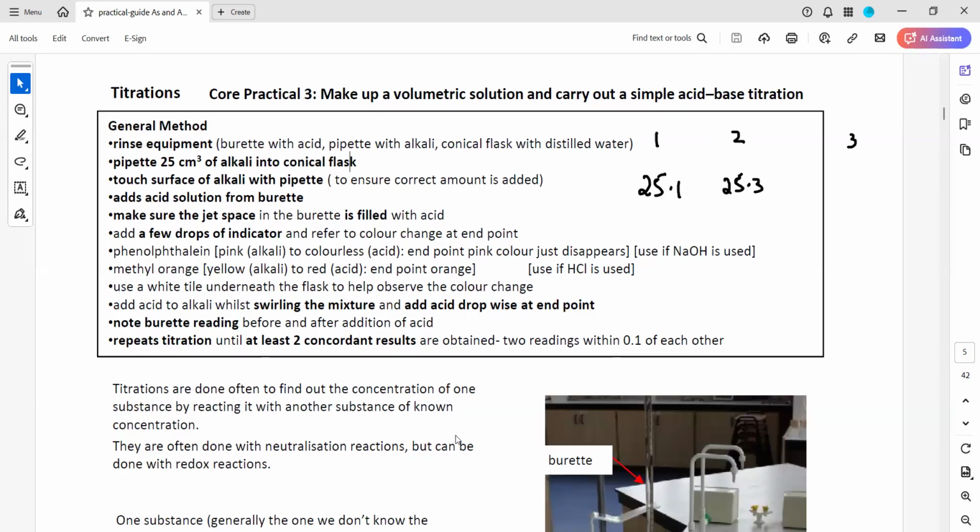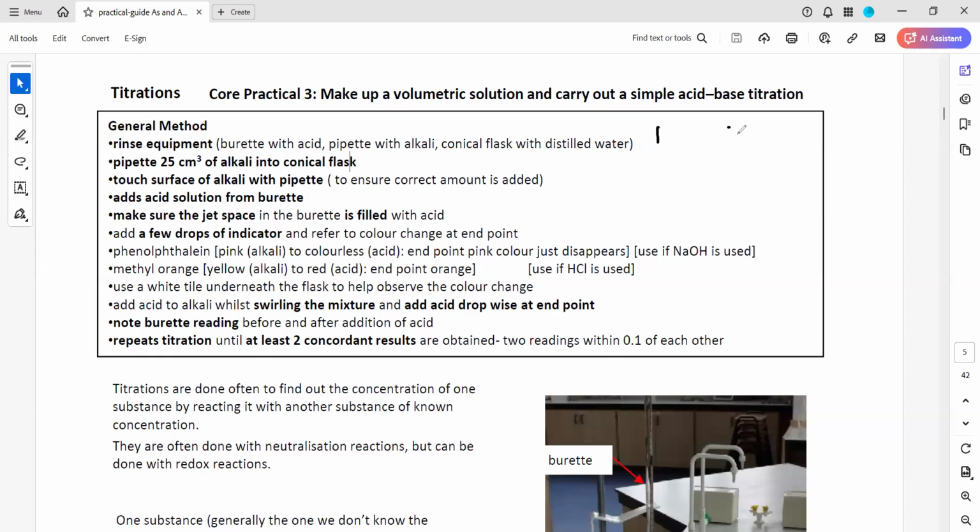No, we should stop. Why should we stop? Because the two values are in the range of 0.2. They are 0.2 more or less. The difference between them is 0.2. So we stop it. But let's say another student performed the titration.